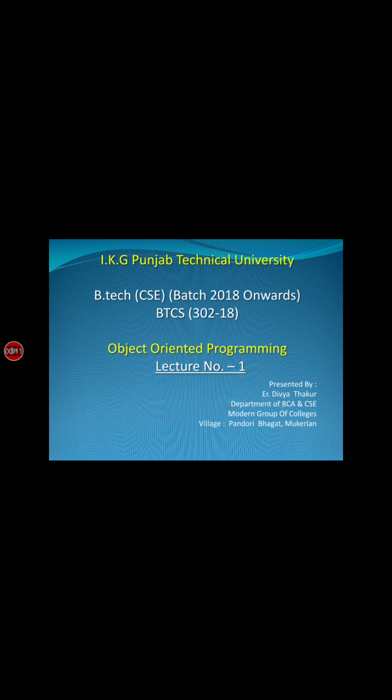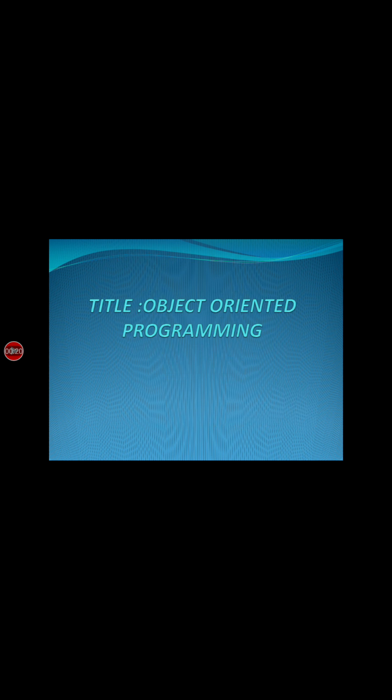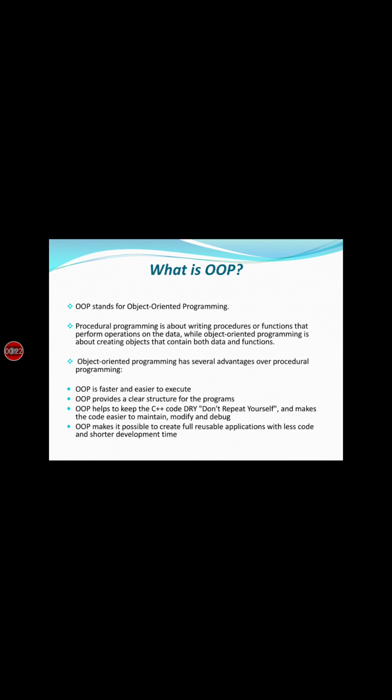Students, I am going to introduce the subject Object Oriented Programming, and its subject code is BTCS 30218. Our first topic is, what is OOP? OOP stands for Object Oriented Programming. Now, what is Object Oriented Programming? It is a way of writing computer programs which uses the idea of objects to represent data and methods.